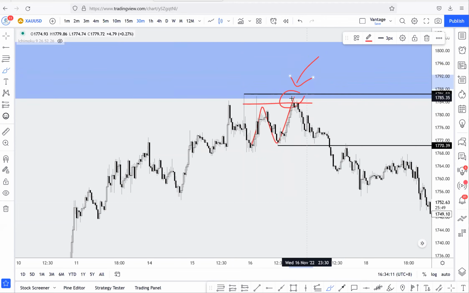So we're on the 30 minutes right now. You can go down to the 5 minutes time frame and you see basically the same thing happening. So with that, now that we have that hypothesis in mind, let's just focus on this portion. Coming into this resistance area over here, we want to go down to the smaller time frame.